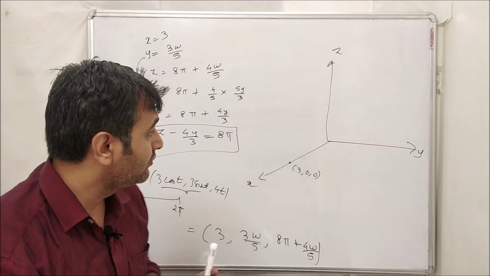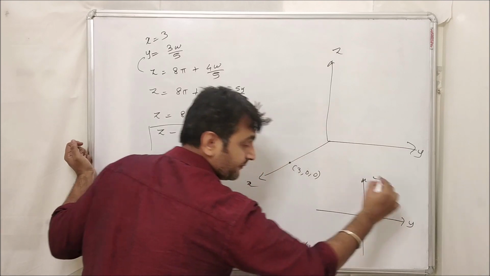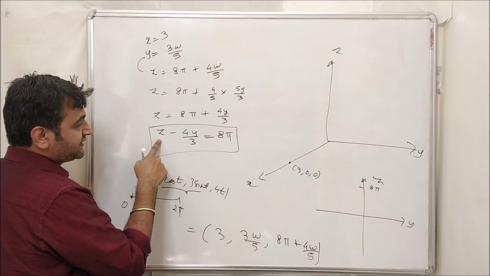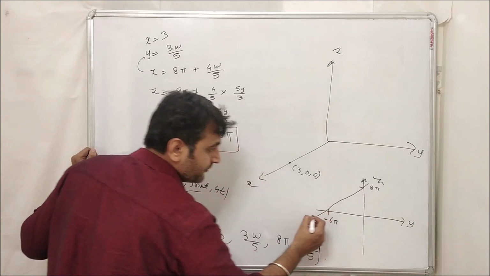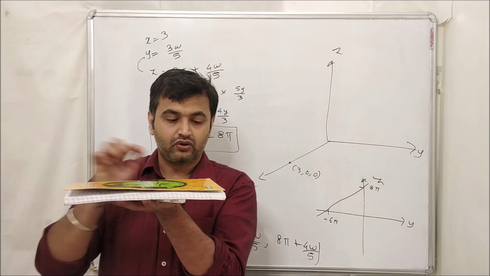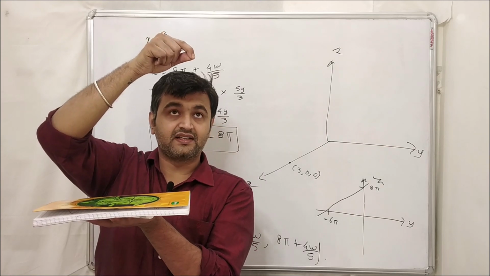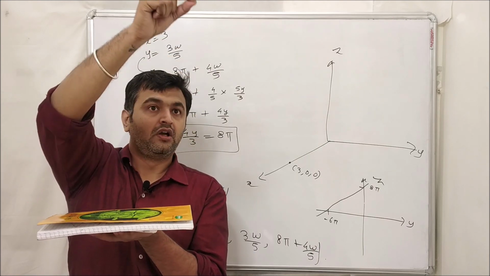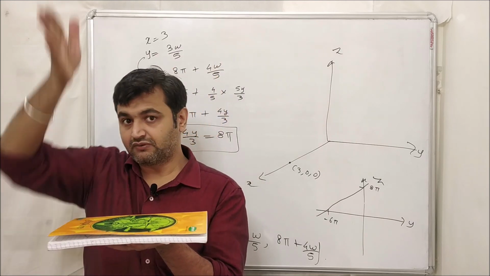Now how does the line look in the yz plane? If you simply draw this as your y and z axes, when y is 0, z is 8 pi, and when z is 0, y is minus 6 pi. So this is the line over here. Taking the book again, this is the origin. So z equal to 8 pi is somewhere here, and y equal to minus 6 pi on the negative y axis. So this is the line in the yz plane. What you do is simply shift this line into the x equal to 3 plane.